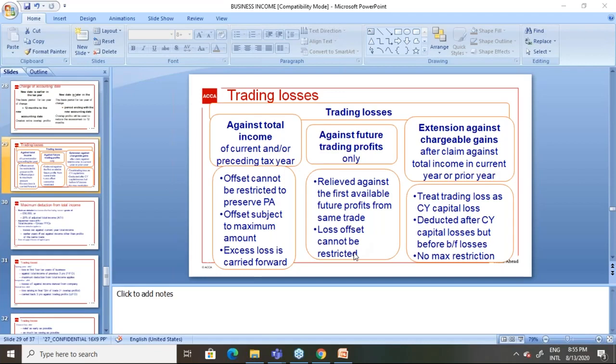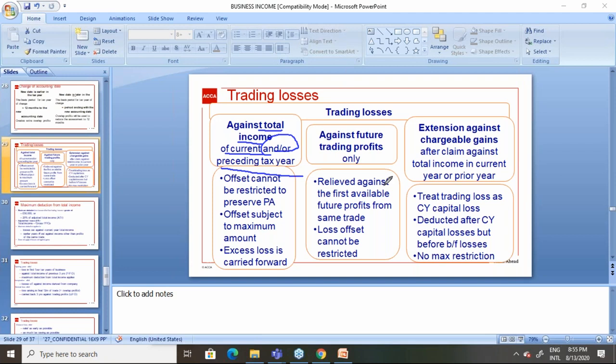For an unincorporated business, when you carry forward a loss, it must be set off against the first available trading profit. The maximum possible amount you must set off. Partial claims are not permitted, and you can set off only against trading profits. But in addition to that, as an ongoing business, there's another special relief available. If you want, you can set off your trading loss against the current year and or the previous year total income.